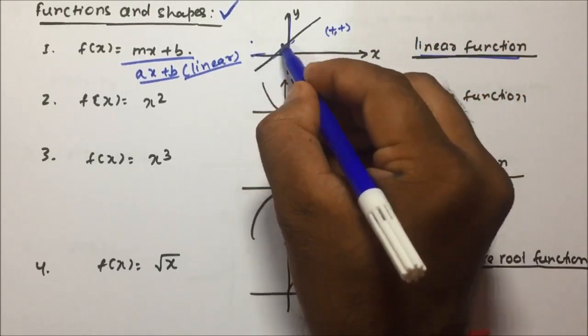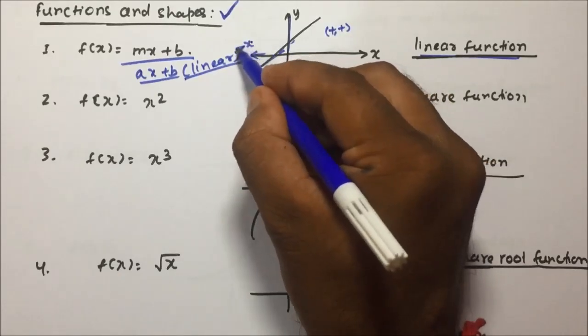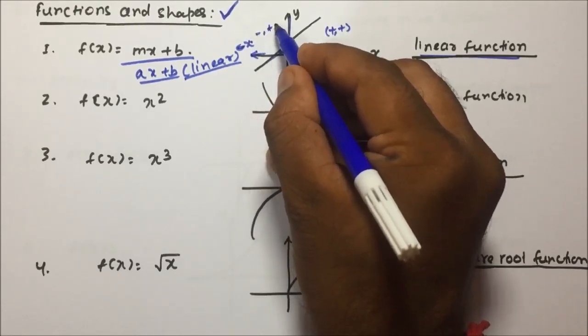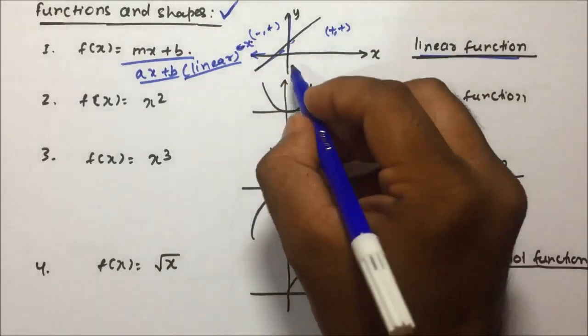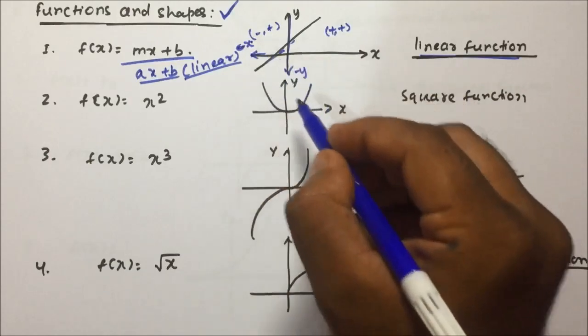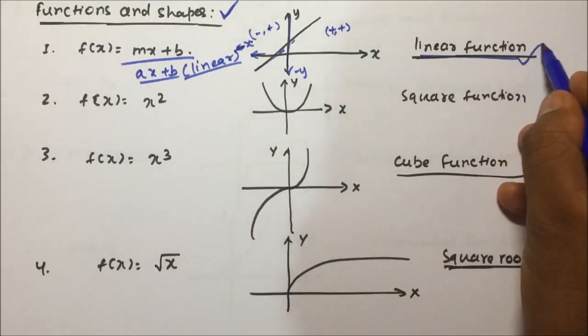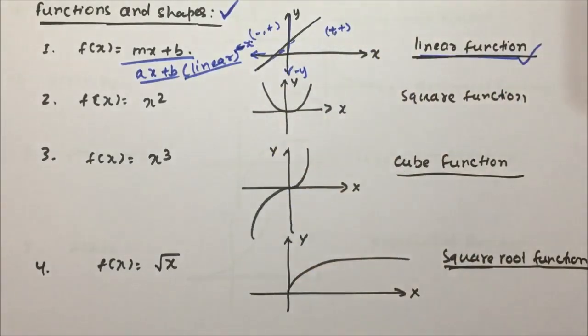Here you can see the values: minus x will be minus and y will be plus. So like this, all quadrants' values will be there, right? Okay, now here you can see y will be minus y and here x will be minus x. So this is nothing but my linear equation. So if f(x) is equal to mx plus b, that means it is a linear equation.